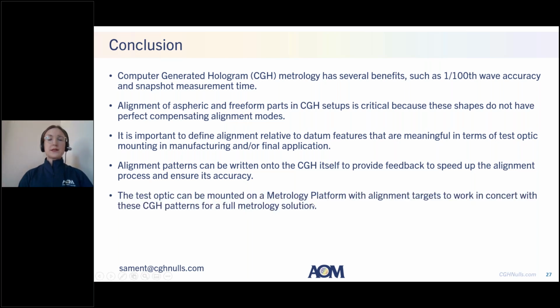We can mount our test optic in a metrology platform that holds alignment targets, which work in concert with these CGH patterns so that we can provide a full metrology solution. We can provide confidence in your measurement, we can speed up the alignment time, and we can make sure that the measurement is relevant to how the optic is being used in its final application.